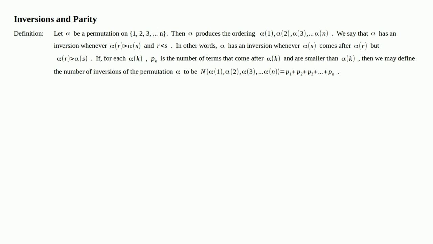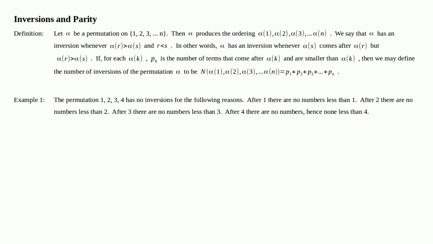Anyways, I think that this definition is easier to understand if you read it a few times, and also if given an example. So let's go ahead and discuss an example. Here it is. The permutation 1, 2, 3, 4 has no inversions for the following reasons. After 1, there are no numbers less than 1. After 2, there are no numbers less than 2. After 3, there are no numbers less than 3. And after 4, there are no numbers, hence none less than 4.